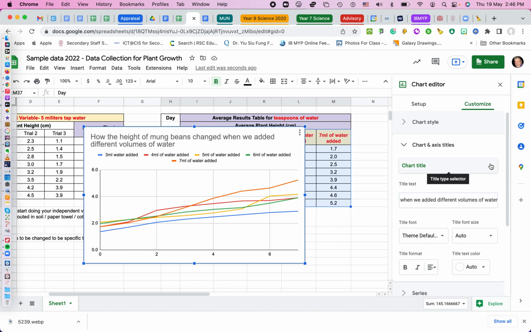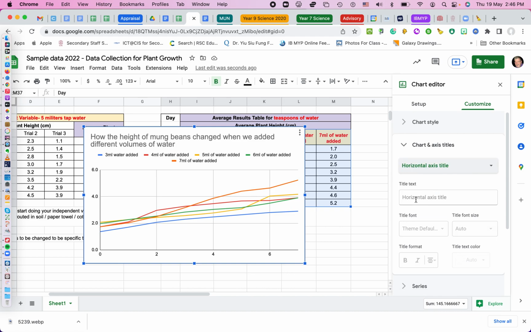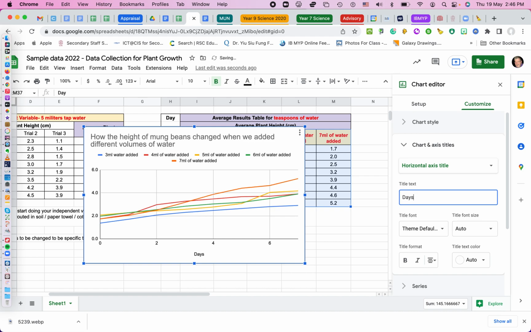Now let's go through and do the rest. You can see we need to have on the bottom, this was a measure of days. We don't need units, we just need to tell it what it is. Days don't have units, days are units themselves, aren't they? Now then if we go to the one at the side, it was the height of mung beans.